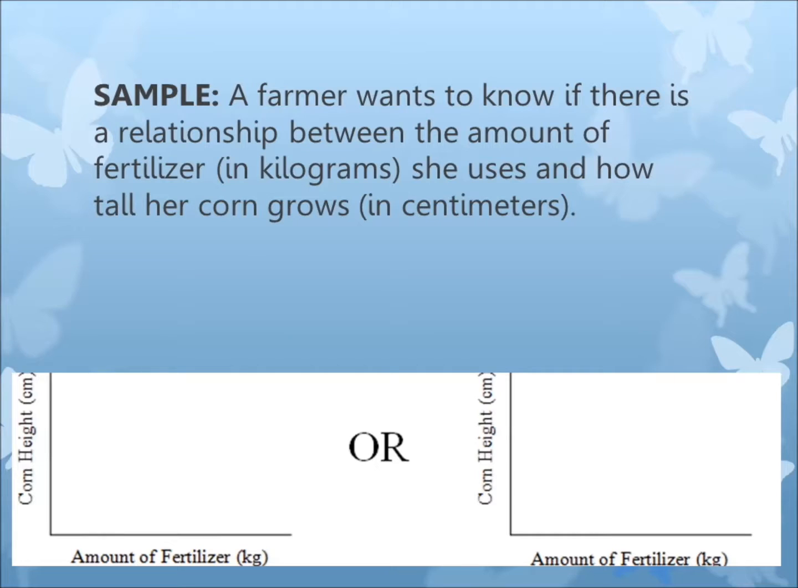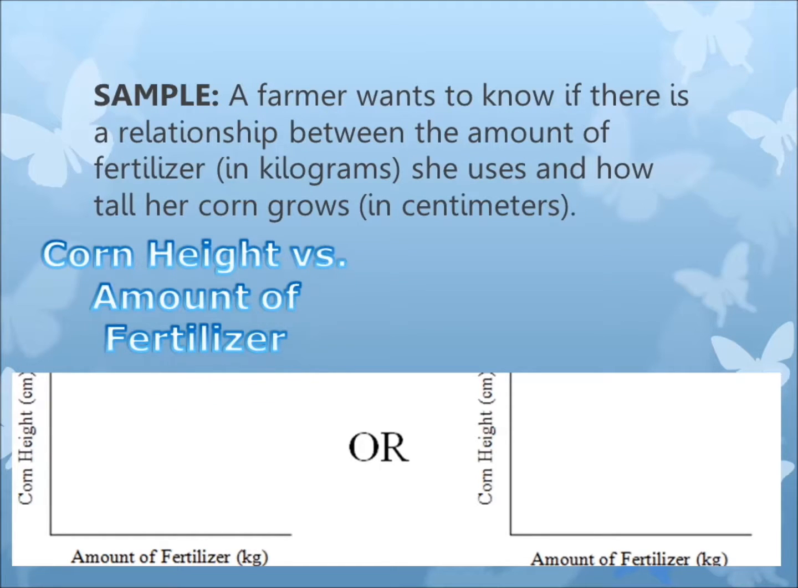So here's an example. A farmer wants to know if there's a relationship between the amount of fertilizer in kilograms and how tall her corn grows in centimeters. So one way would be that y versus x, right? So you could say y is over here on the side, so corn height versus amount of fertilizer. You could say that, and that would be a very straightforward way to title your graph.